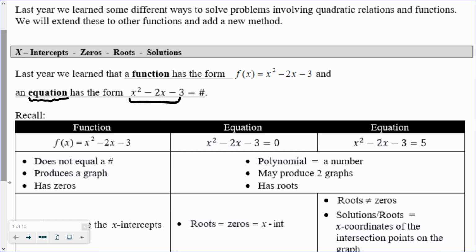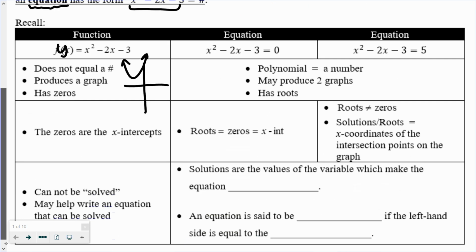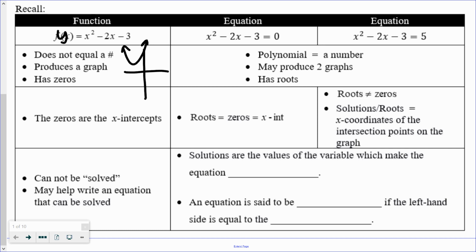So here we have functions versus equations. If this is a function, again, you can write y equals x squared minus 2x minus 3, or you can write f of x. A function is not equal to a number. It will produce an entire graph, and it potentially has zeros or x-intercepts. Sometimes you can have a quadratic that doesn't have any zeros, and that's okay. So a function overall cannot be solved. You can get pieces of information out of it, but you're not solving it. You're not looking for the value for x that makes it true.